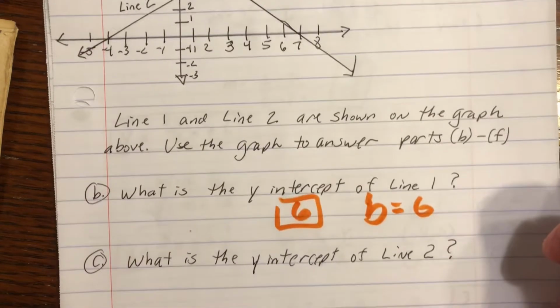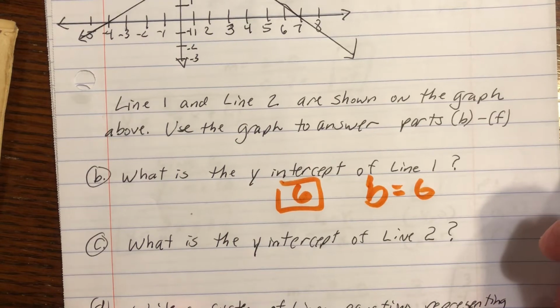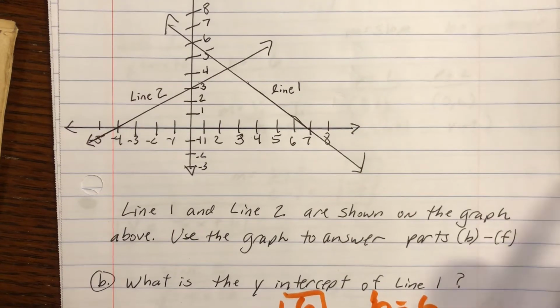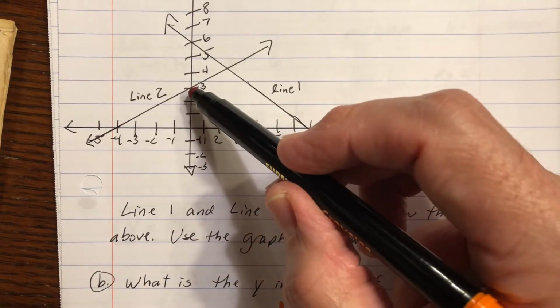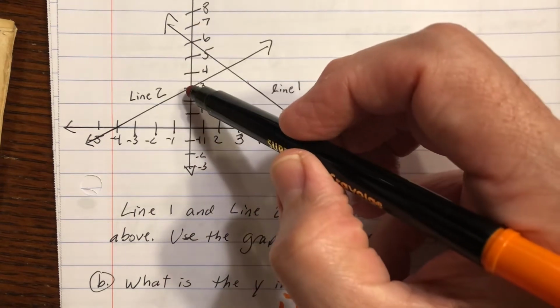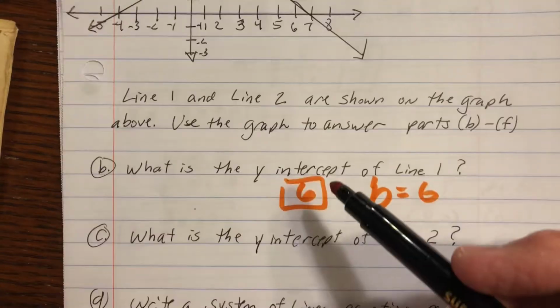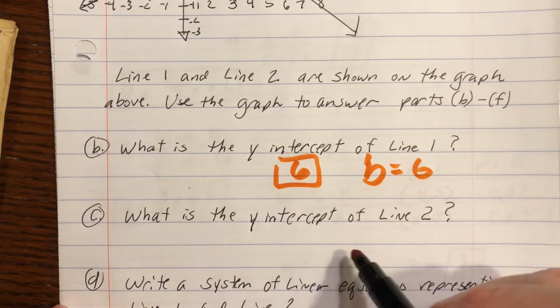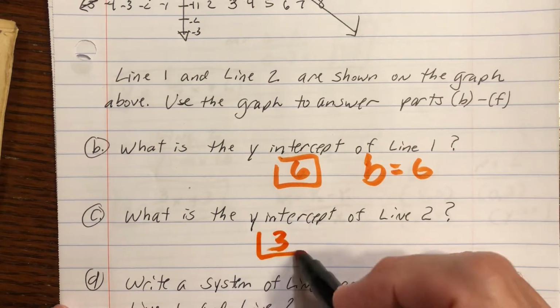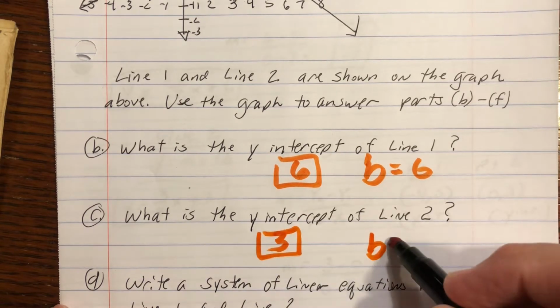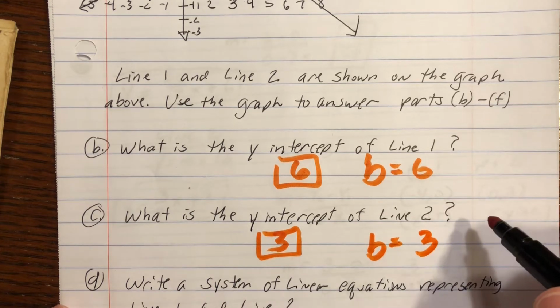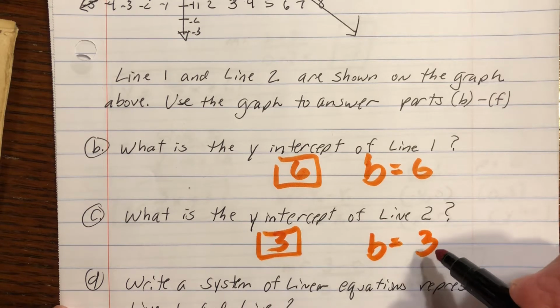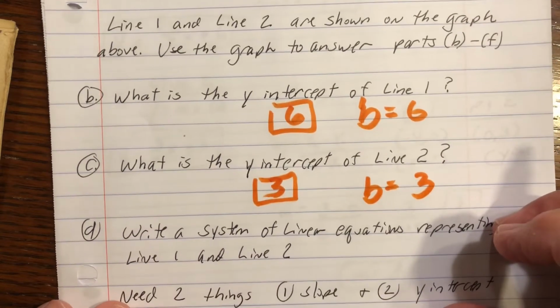Now, question C: what's the y-intercept of line 2? I'm going to go back and show you my line 2. Here's my line 2, and it's crossing my y-axis right here at positive 3. So my y-intercept for line 2 is 3, or I can say that my b for that slope-intercept form of the equation is 3. All right, so now let's go on to question D.